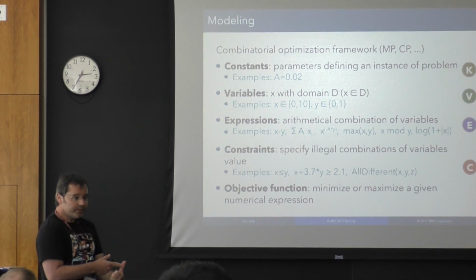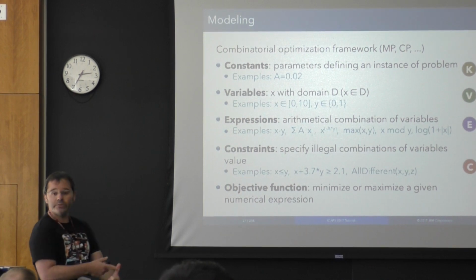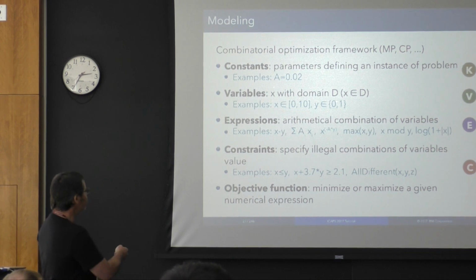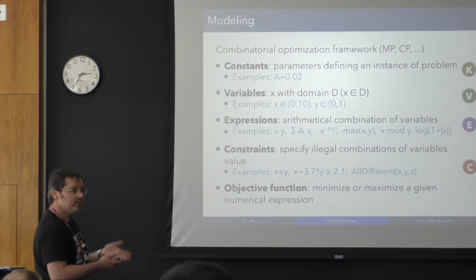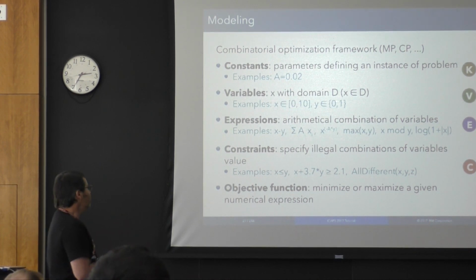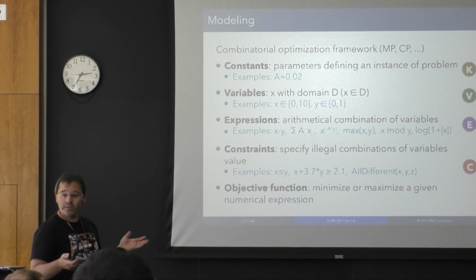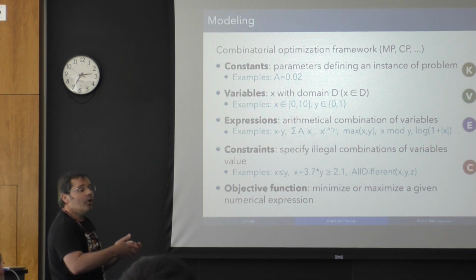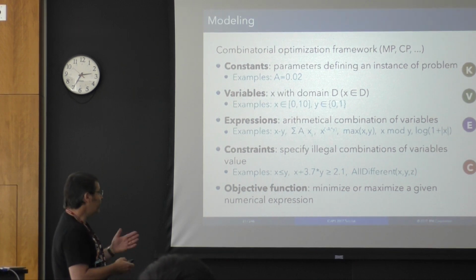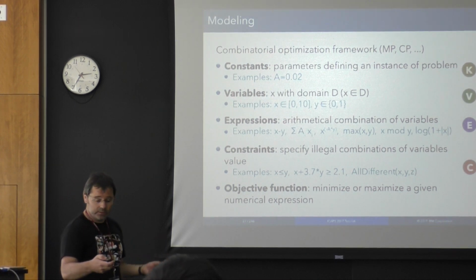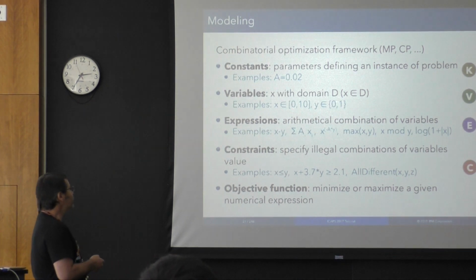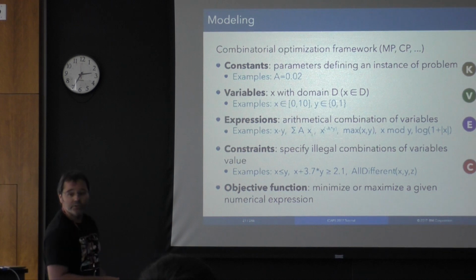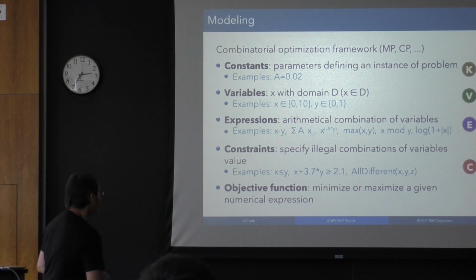You have constants. Constants are parameters that will define an instance of the problem. For instance, A equals 0.2. This comes from the data. You have variables, decision variables. Variables are defined as an unknown. You need to find a value, and it has a domain. So either, for instance, X belongs to the domain 0 to 10, or you may have a Boolean variable, and the domain is 0, 1.